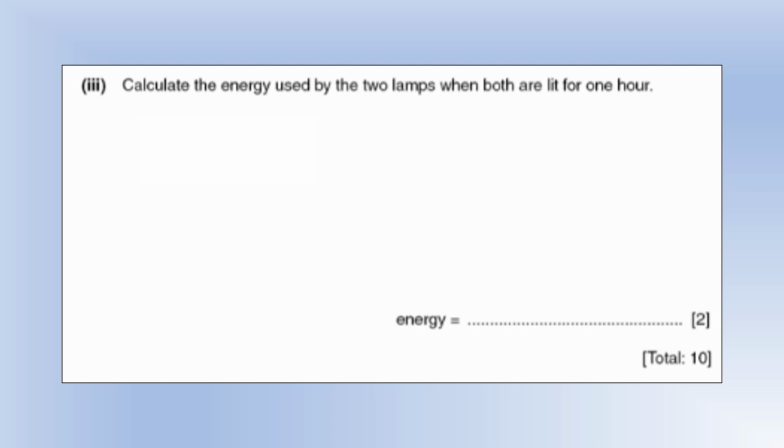Calculate the energy used by 2 lamps when they are lit for 1 hour. So we're doing it 2 times because we're doing it for both lamps. The power of 1 is 8, and we're doing it for 1 hour, so we're timesing it by 60 squared. That gives us our total energy in joules.